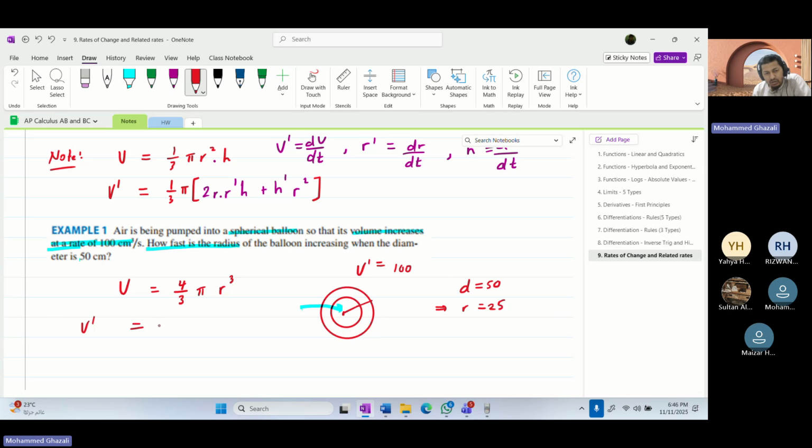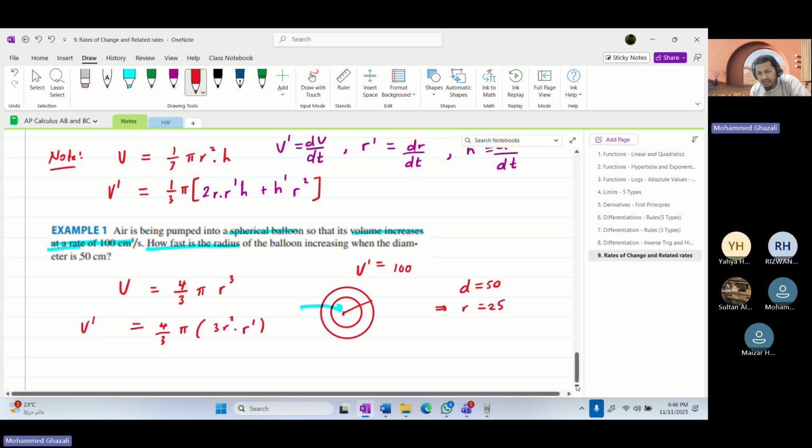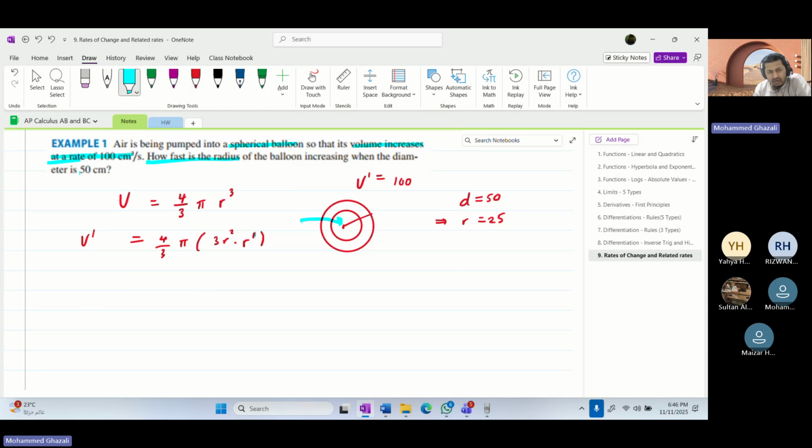What is V prime? Find the derivative of 4/3 pi r cubed. The derivative of r cubed is 3r squared times r prime. What are you solving for? You are basically solving for r prime. That's why this whole related rates section is implicit differentiation. It's an application of implicit differentiation. Now remember, the 3 and the 3 cancel out. V prime is dV/dt.